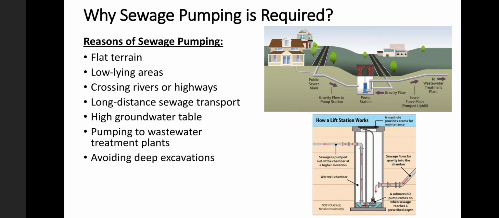So why is sewage pumping required? As we can see in the diagram, there is a house on the left side and the pumping station which is below the level of the house. Then we have to transfer the wastewater from the pumping station to the wastewater treatment plant. So to move the water from the low-lying area to the high level area, we must use pumping.